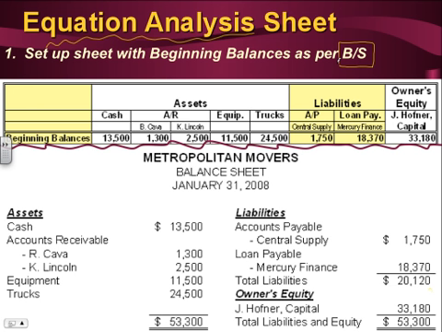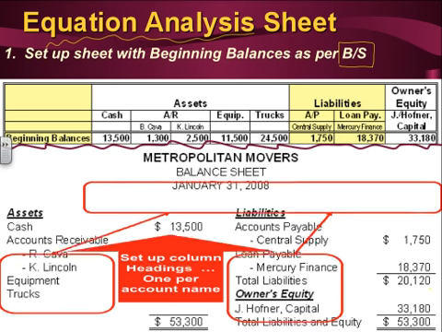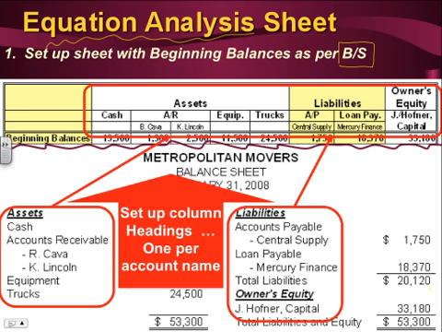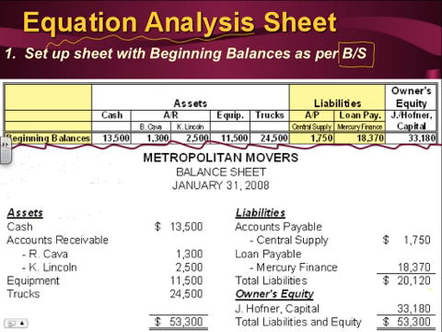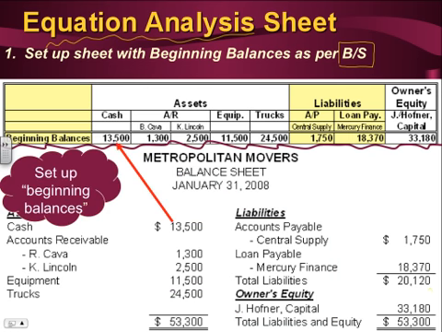Okay, you will see here, across the top of our equation analysis sheet, we have our assets, and they're listed in order of liquidity. We have our liabilities, and we have our owner's equity. Just like it shows here. This is how we set up the beginning balances on the equation analysis sheet.